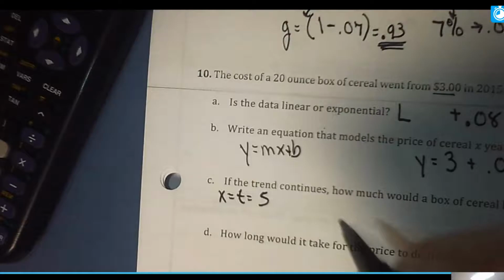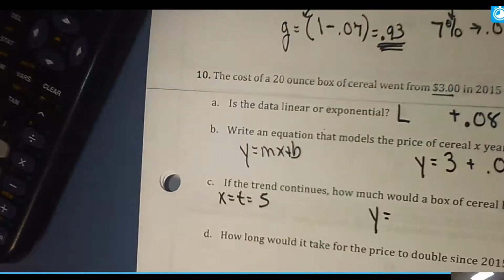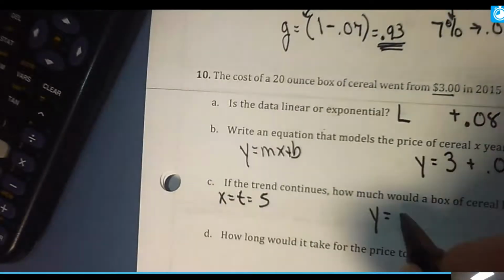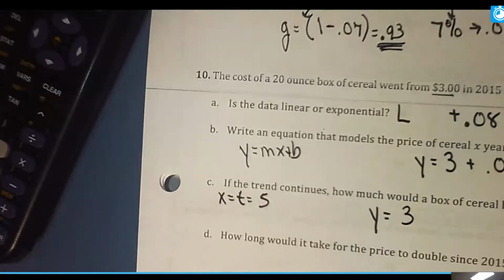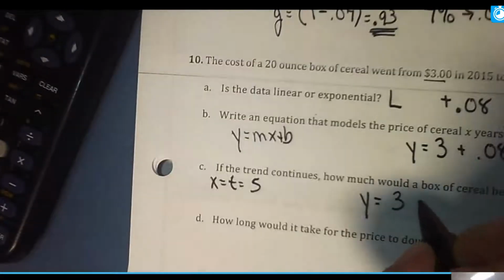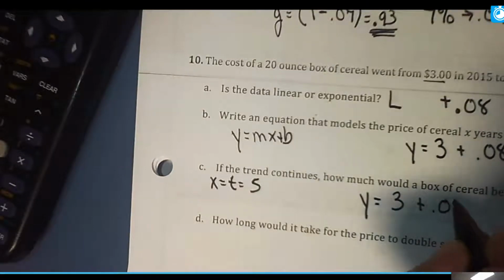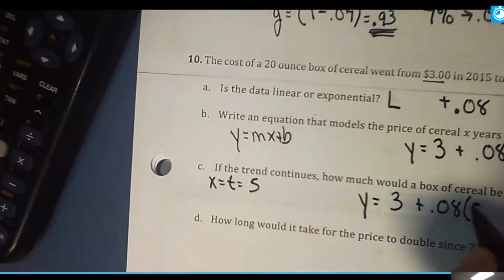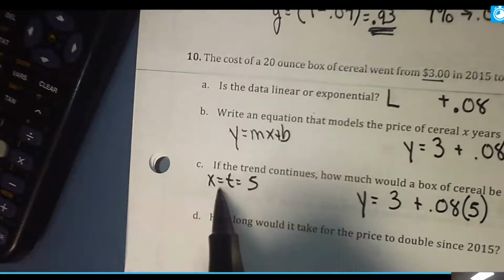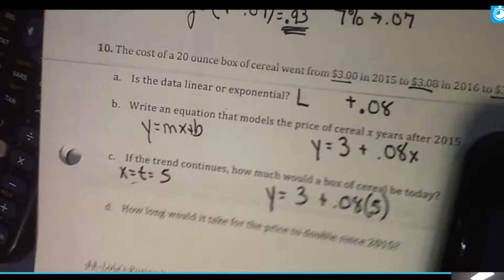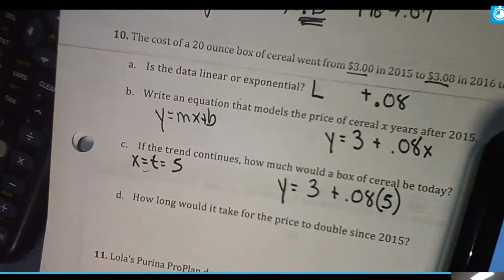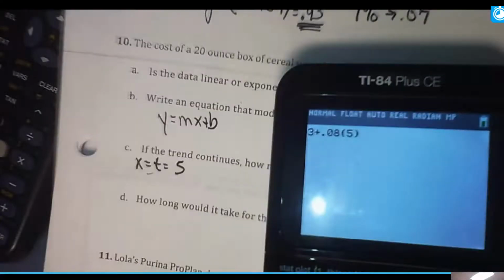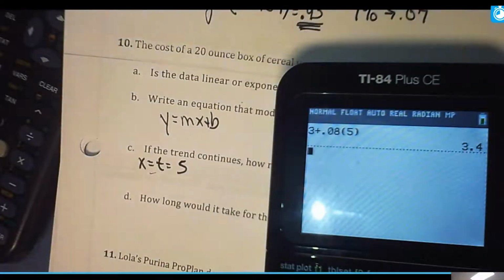All right, so now we're going to write the equation. So to get my new amount of cereal, I start with the $3. I just cut off those zeros. I don't need it. Plus, I'll be adding 8 cents for the next 5 years, right? So X goes in for there. And then, again, just turn on your calculator, type this in. Your calculator will do all the work for you. So 3 plus 0.08, I'll put it in parentheses, times 5. So a box of cereal today would be $3.40.